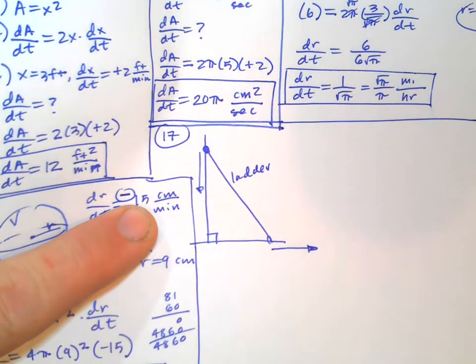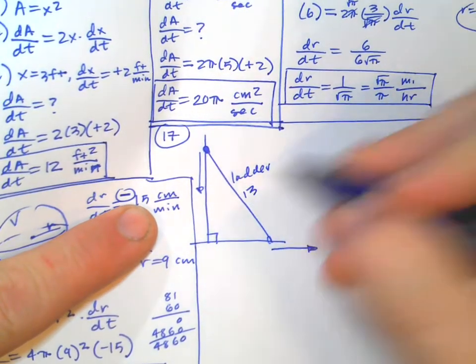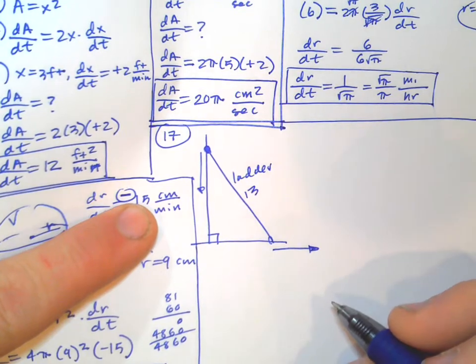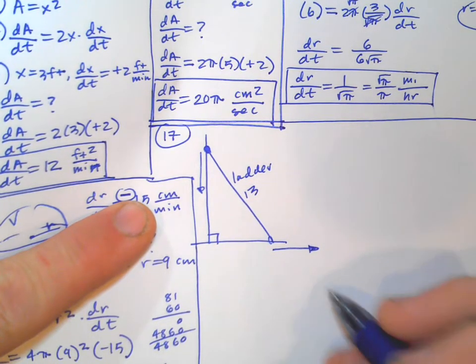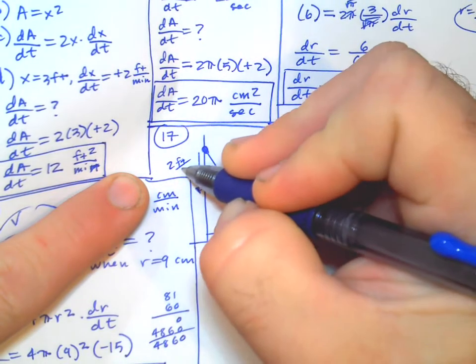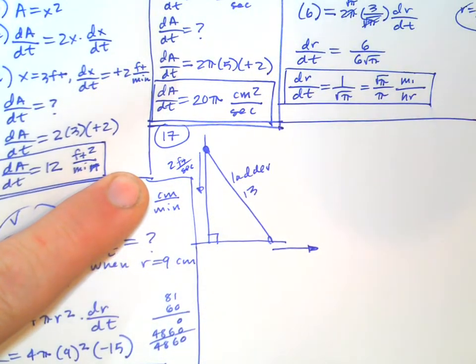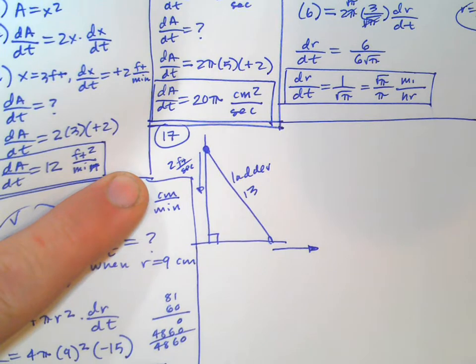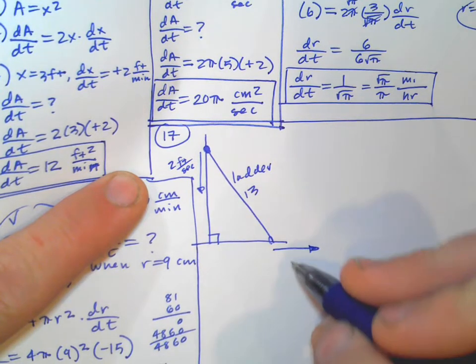Now, what information do they give us? 13-foot ladder, so it's 13 feet long no matter what. The top of the ladder slips down the wall at a rate. So this rate is 2 feet per second. It's going down the wall. How fast will the foot be moving away from the wall? So we're trying to find this one right here.